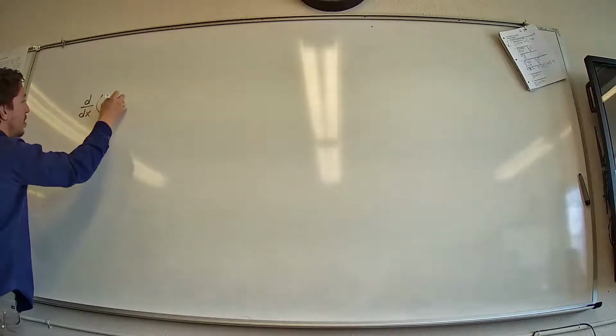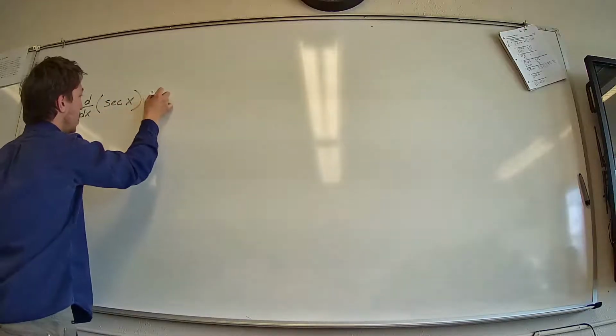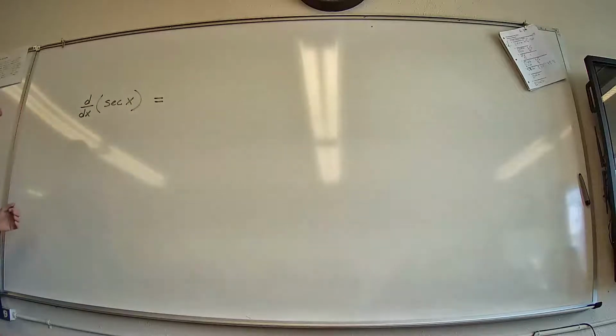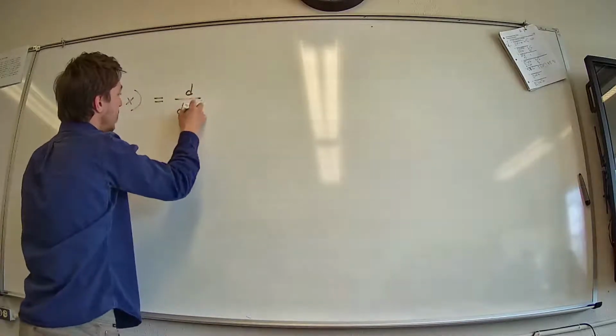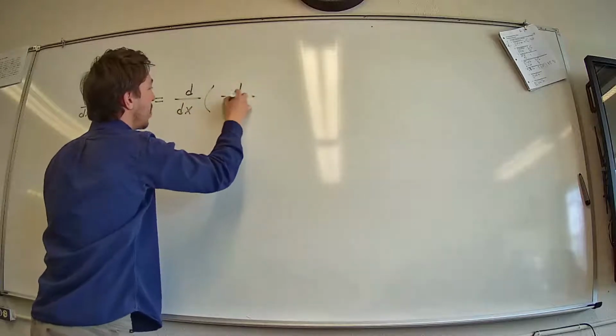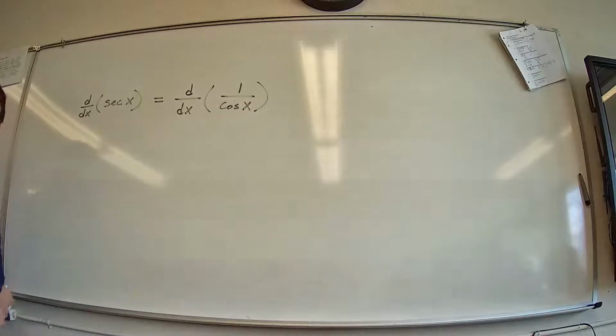So the question is, first, what's the derivative of the secant function? Well, the first thing we'll do is say, secant's kind of a weird-looking dude, right? Let's rewrite it. It's 1 over cosine. So I would rephrase this as, what's the derivative of 1 over cosine? Now what rule can we use?